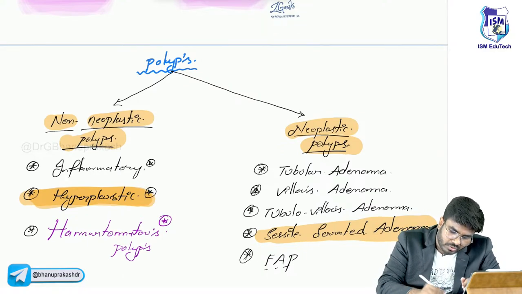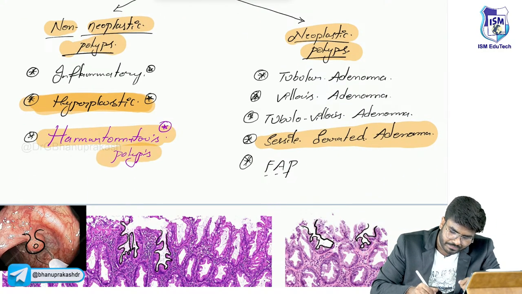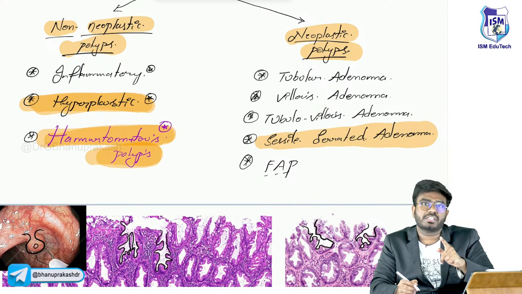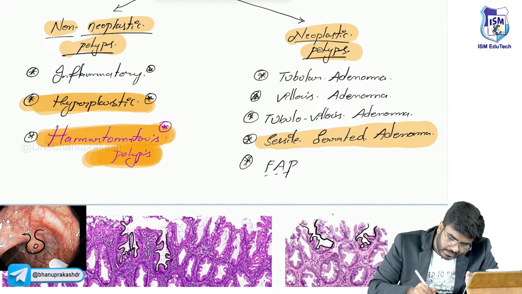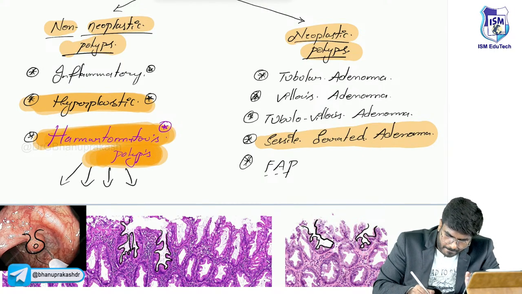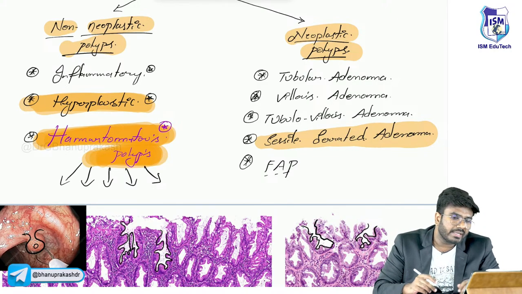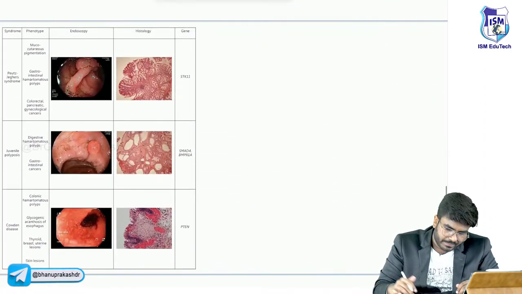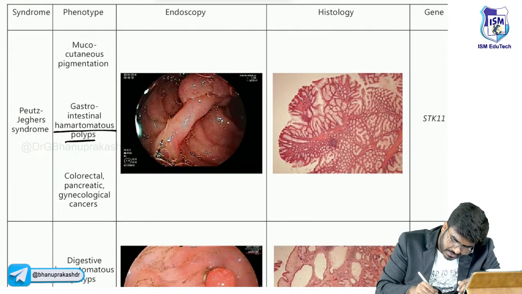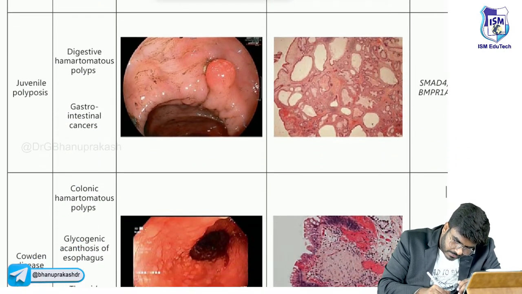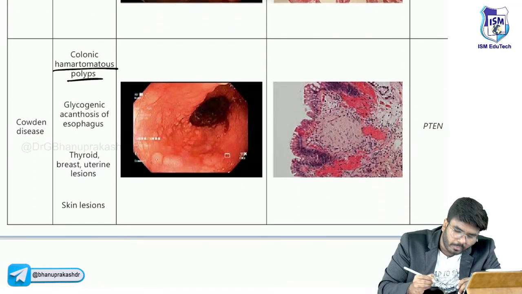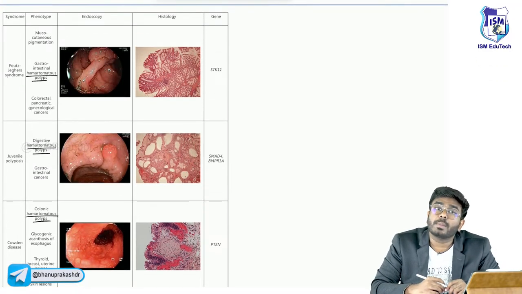Now we have to discuss hamartomatous polyps. There are many conditions, not one condition, in which these hamartomatous polyps are seen. Now you will ask me, sir, what exactly is a hamartomatous polyp? Sir, the patient is going to have, see, colonic hamartomatous polyps. So hamartomatous polyps are seen in multiple conditions, sir.